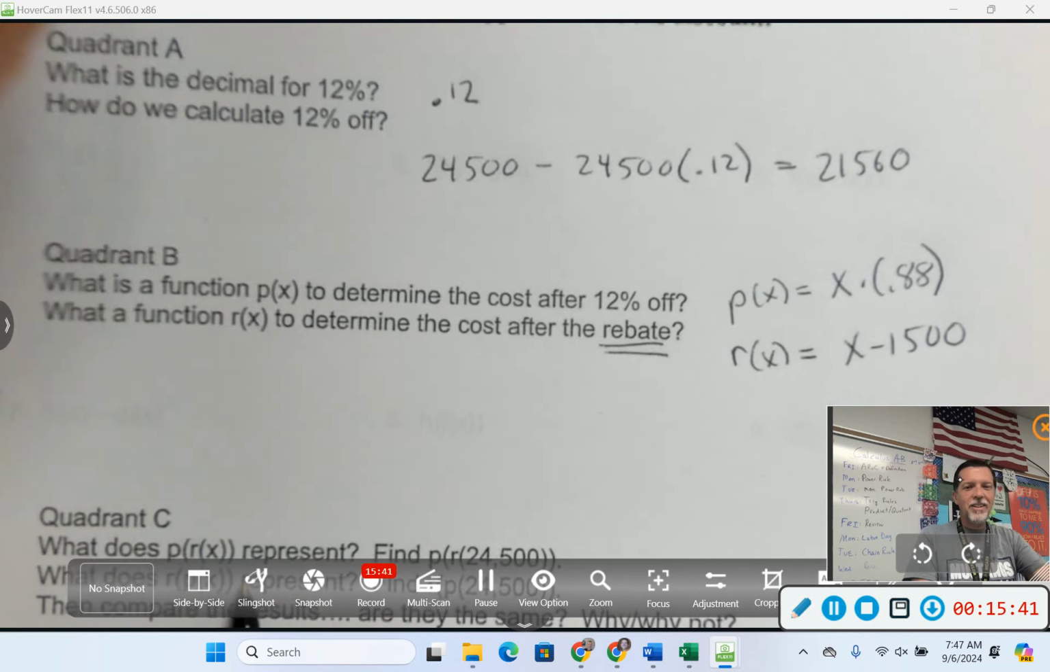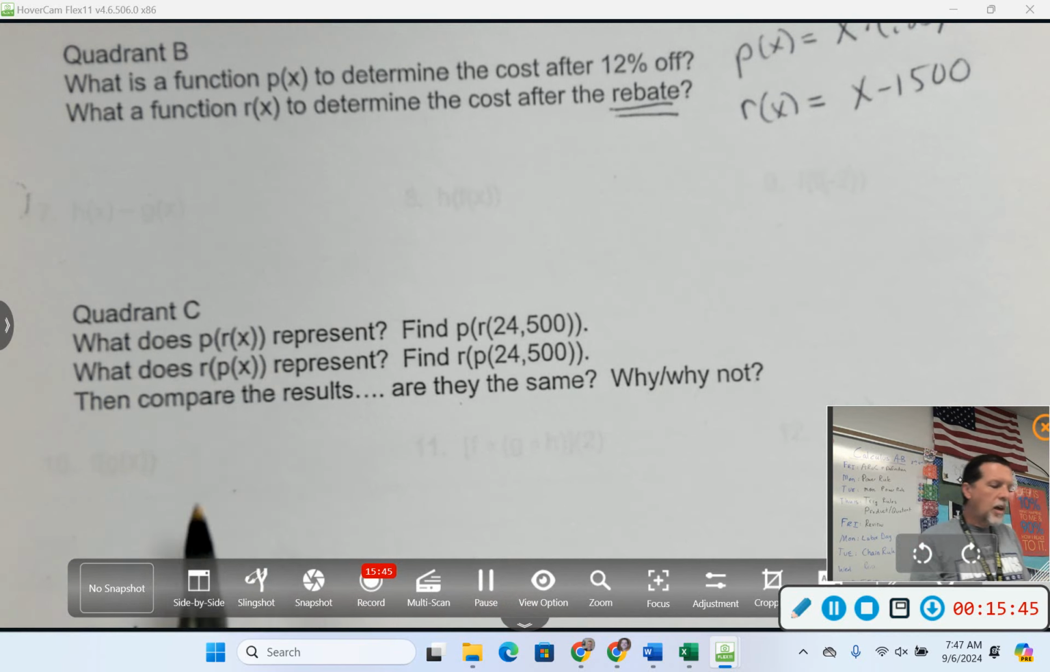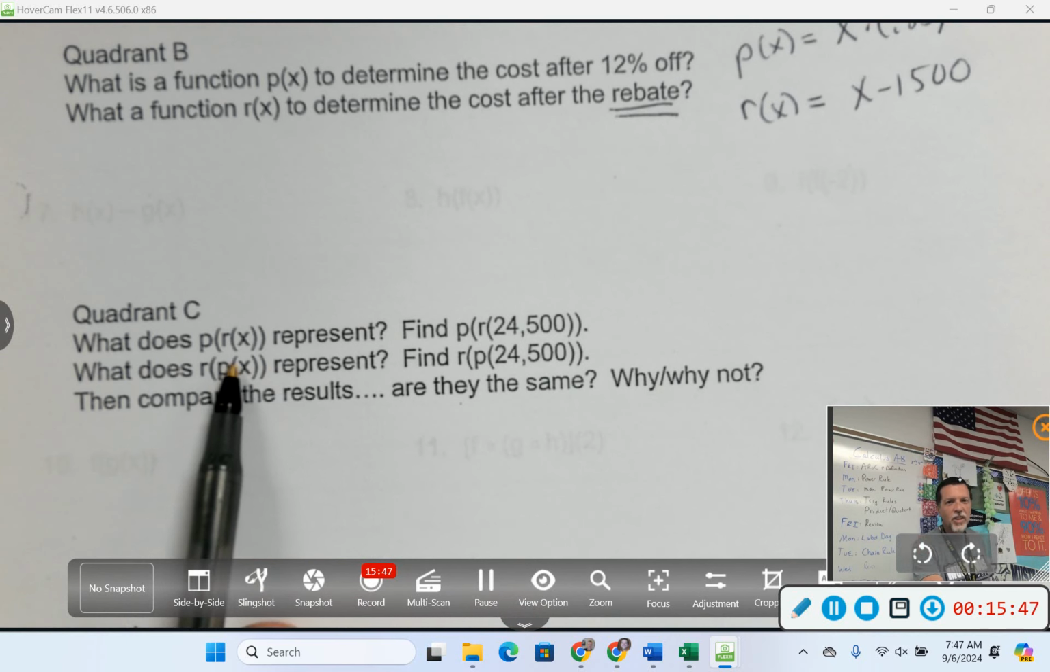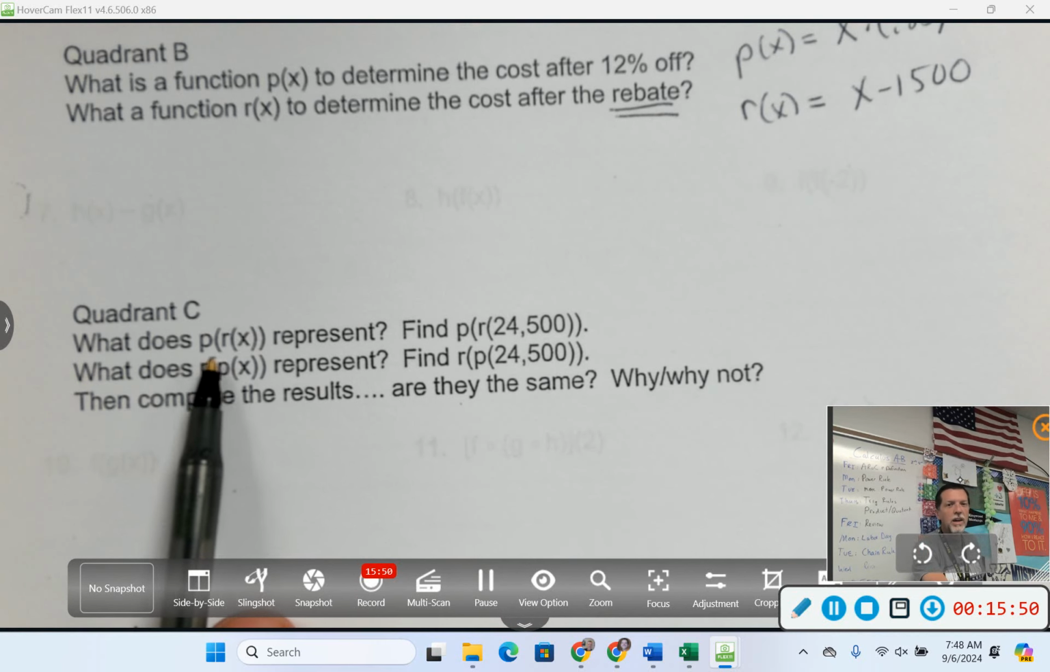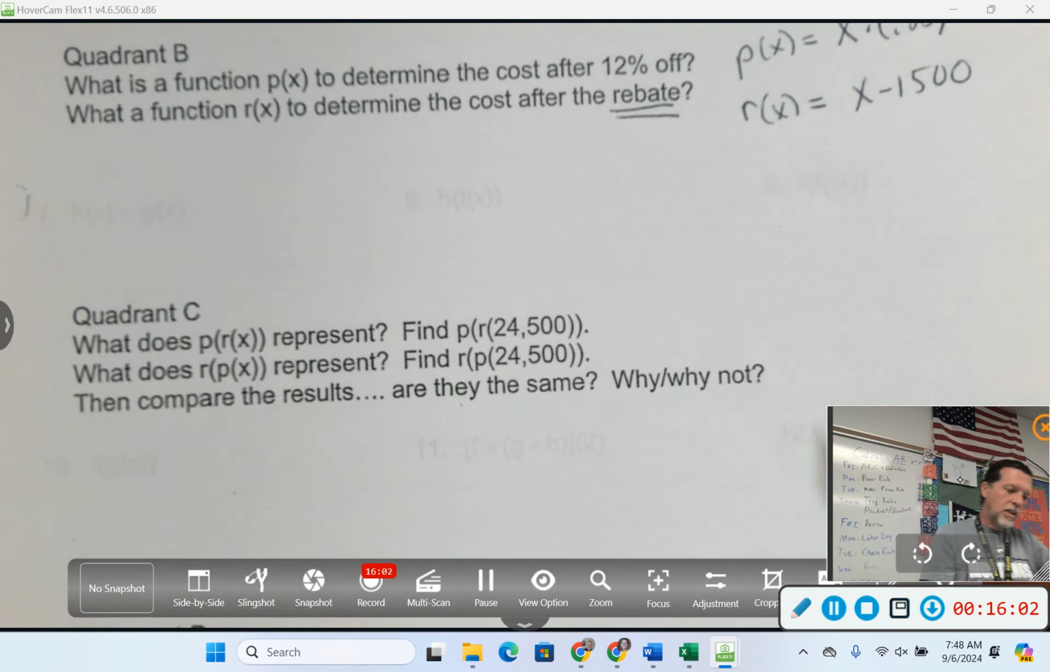Okay, so now we get into this. What does P of R of X represent? Basically, which one comes first in P of R of X? The rebate. The rebate comes first because that's the one on the inside. So be careful, you're not reading left to right, like, oh, P comes first. Math-wise, with parentheses, the R comes first.